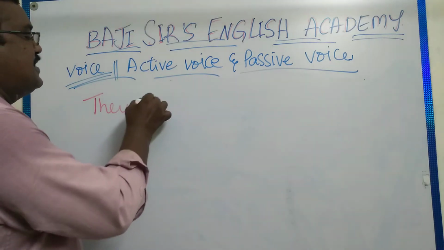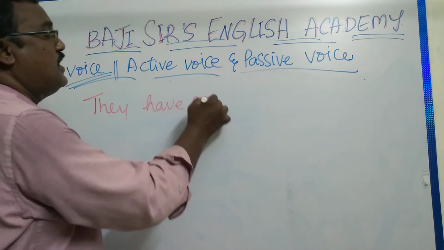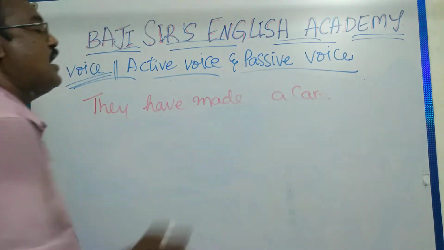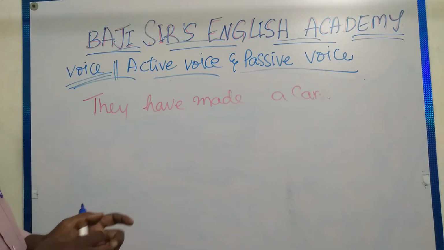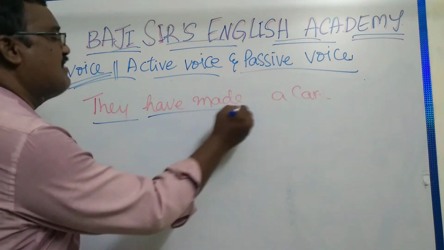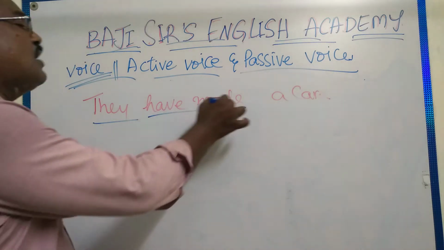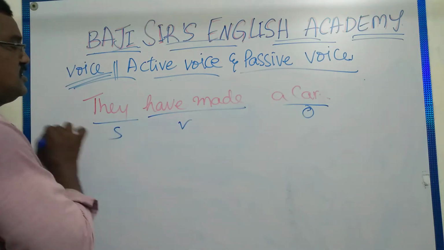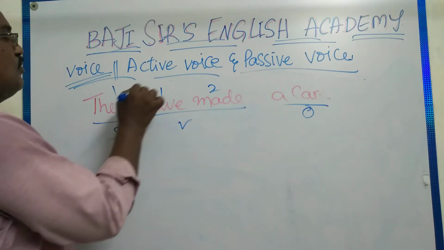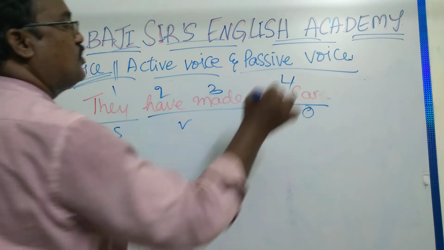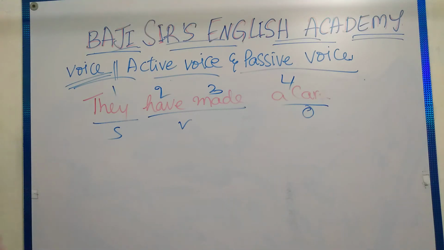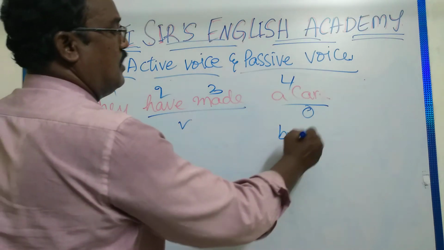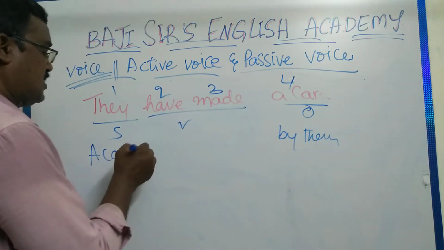Now present perfect. They have made a car. That means present. Active voice means what? The subject does something. What did the subject do? They have made a car. Now this is the object, this is the verb, this is the subject. 1, 2 verbs are there. 1, 2, 3, 4 are there. 4 will become 6. Now see here, a car. Automatically they will become by them. Here 2 verbs will become 3 verbs.